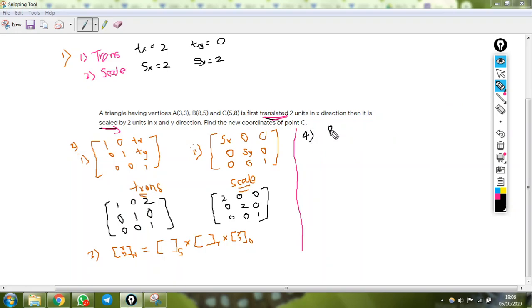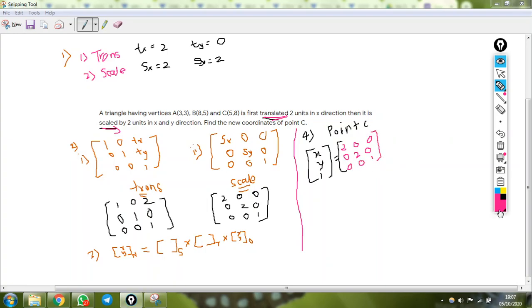For the point C, here is x, y, homogeneous coordinates, so 1. Then we have the first matrix. I will use the pink color for that. So 2 0 0, 0 2 0, 0 0 1.